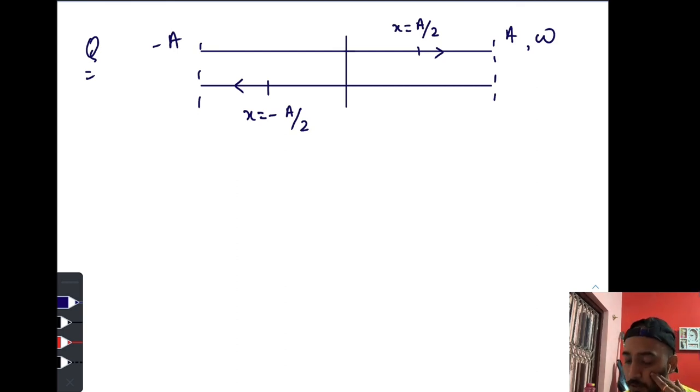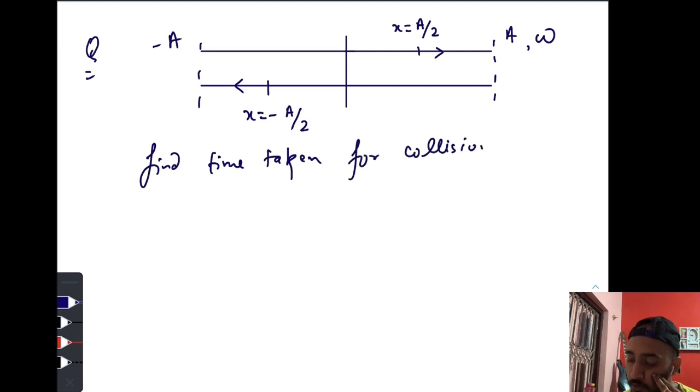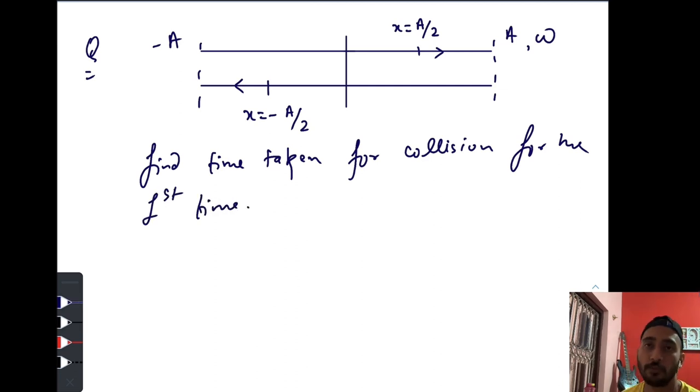Okay, now the question is: find the time taken for collision for the first time. Now these two particles are each performing their own independent simple harmonic motion. There will be some time after which they will collide if they perform this motion in the same line. Now we need to find out after what time they will collide.